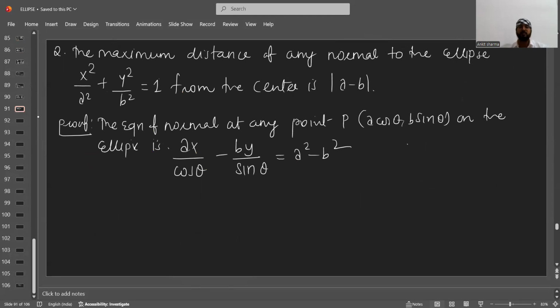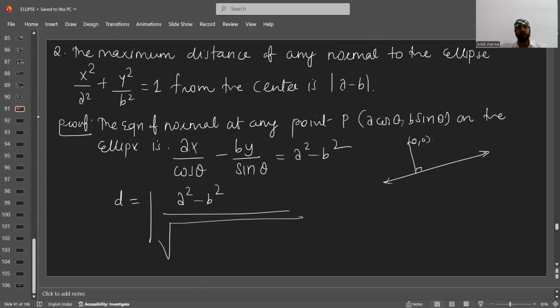So now we want the maximum distance of any normal to the ellipse from the center. This is my line, or normal, and this is the center, which is 0, comma 0. So we want this distance, denoted by d. I'll be plugging in 0, 0, and this would give me a square minus b square over the square root of a square sec square theta plus b square cosec square theta, and the reciprocal. So we get this. Now we want the maximum distance.